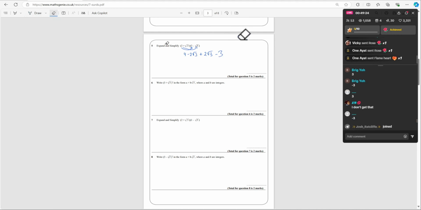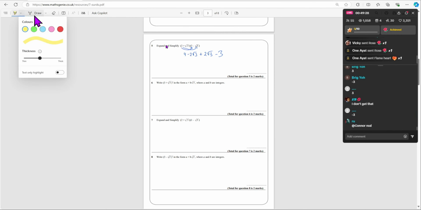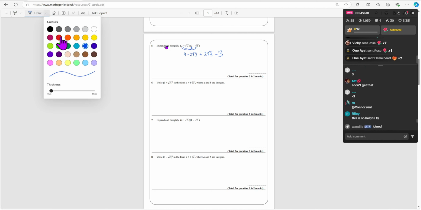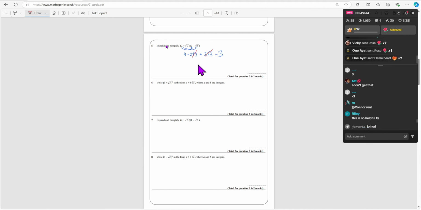So then, you know that these will cancel out. So we know that this minus 2 root 3 plus 2 root 3 will give us a 0 when you add them together. Then we do 4 minus 3, we will get 1. Okay? Now this is a negative root 3, okay? This is a negative root 3. That's why you're going to get negative 3, okay?